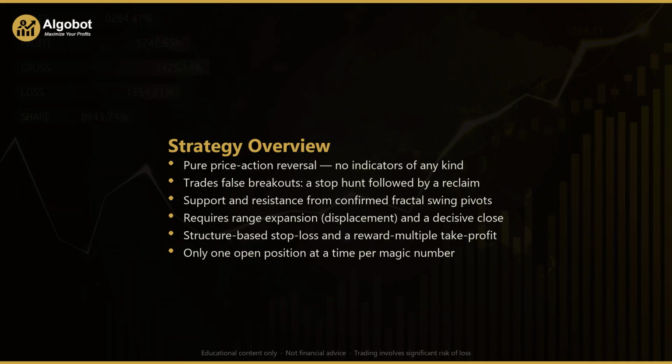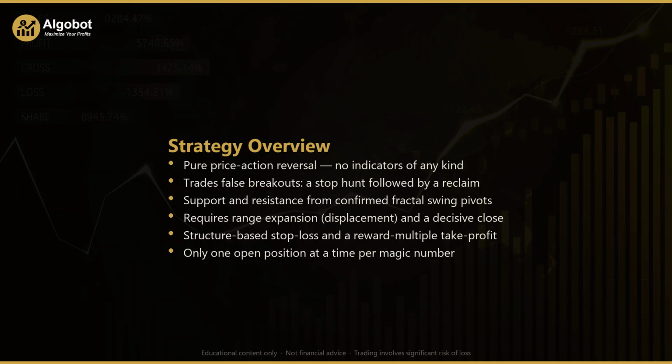The core idea is something every experienced trader has seen. Liquidity, in the form of resting stop orders, tends to pool just beyond the most obvious swing highs and swing lows on the chart. Large participants are drawn to that liquidity. Price often spikes through a well-known level, trips those stops, and then immediately snaps back inside the range. That failed breakout, the stop hunt followed by a reclaim, is exactly what this strategy is designed to catch.